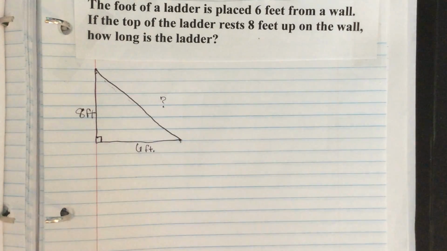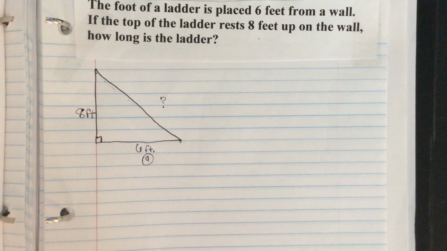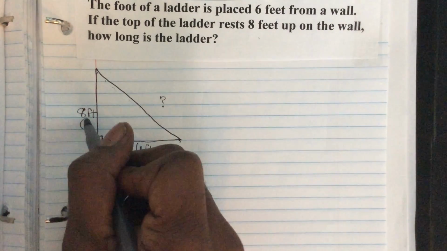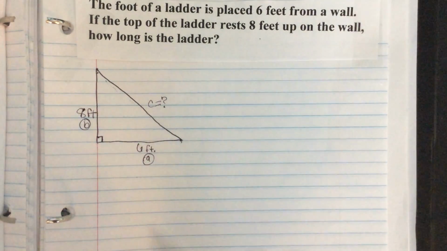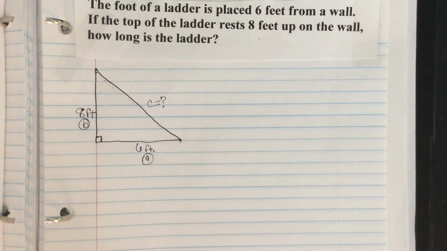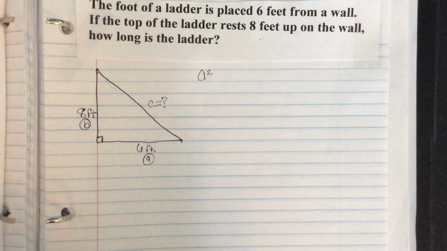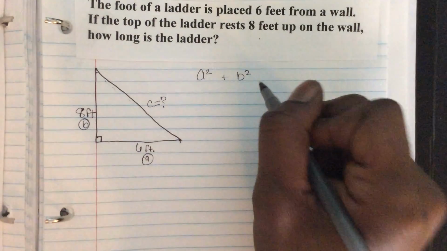Now I can label parts of my triangle, because the first thing they told me was that it was placed 6 feet from the wall. So this could be my A for leg A, and my 8 feet up on the wall, my leg B. And now I'm trying to find my hypotenuse C. So now I can use my Pythagorean theorem formula, which is A squared plus B squared equals C squared.